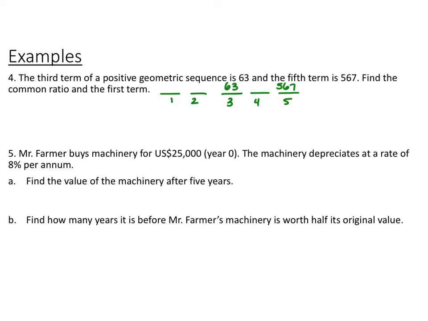When it's tricky is when you're trying to find the common ratio and you're not given consecutive terms. So for this example, they give us the third term of a positive geometric sequence is 63, and the fifth term is 567. We want to find the common ratio and the first term.